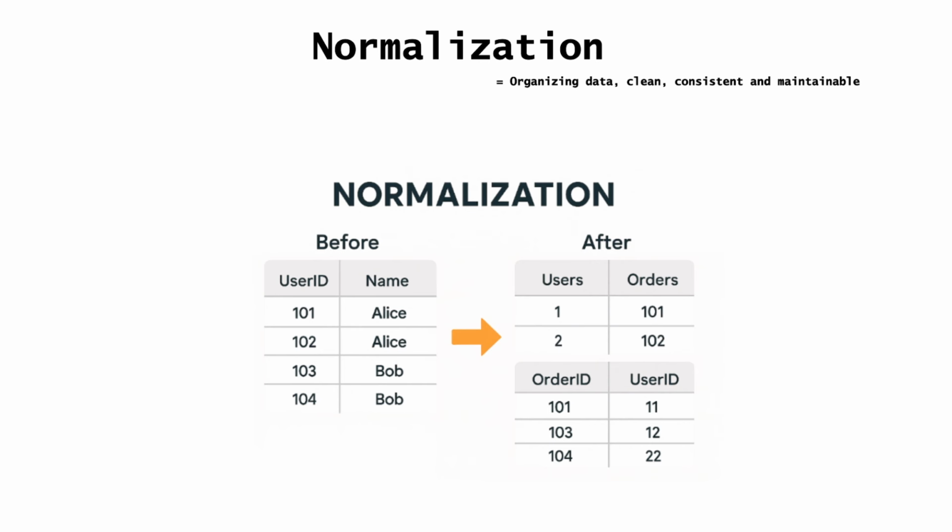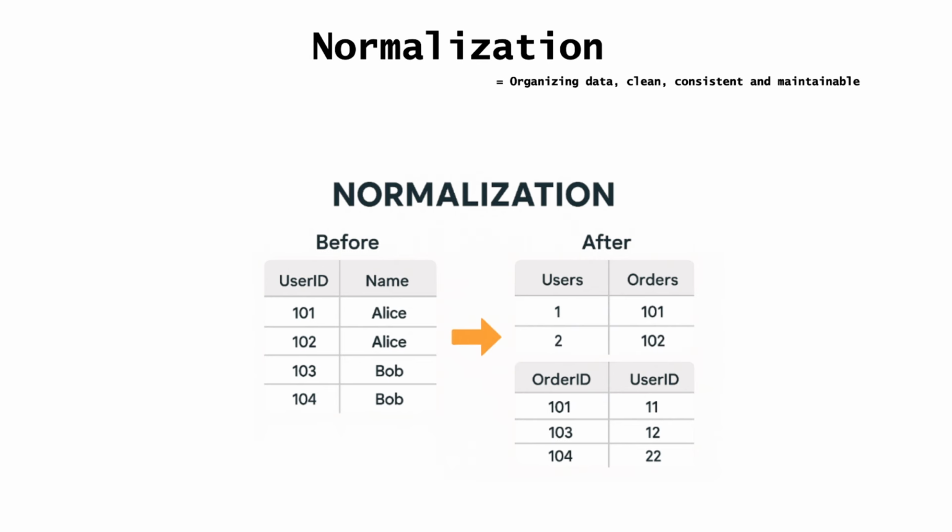For example, imagine a table that stores user information along with their order details. If a user changes their email, you'd have to update it in multiple rows, and it's easy to miss one. With normalization, you'd separate that into two tables: a users table that stores user data, and an orders table that references the user by an ID. This makes updates simpler and data more reliable.